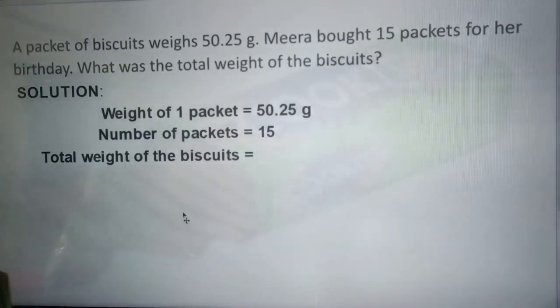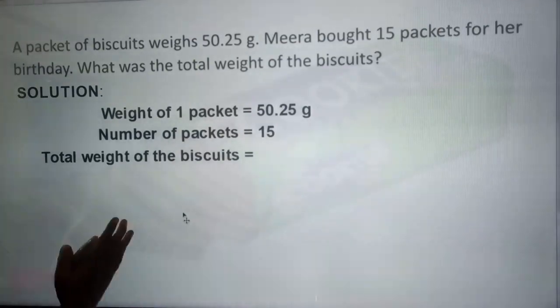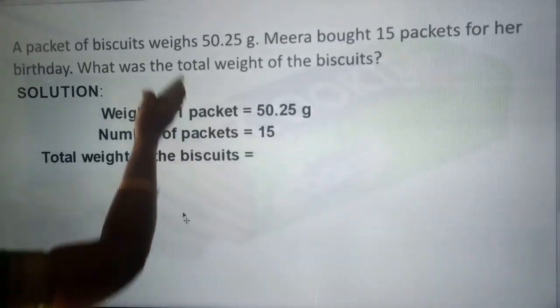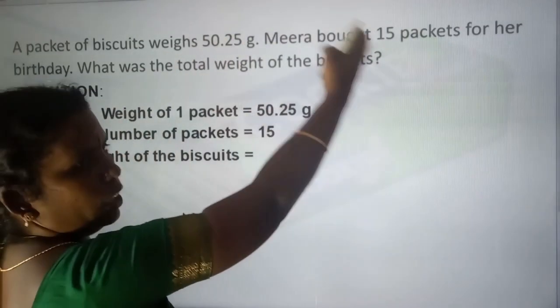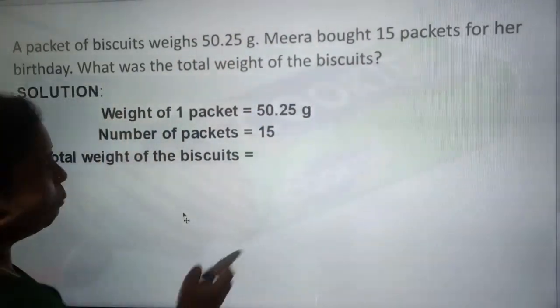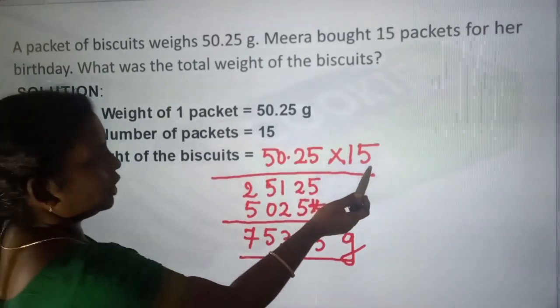Total varangumbodhu neenga confuse aidakudadu. Here you don't want to do the addition. Here we have to do the multiplication because this is in weight, in grams, this is in packets. Where unit la irukku. So we have to multiply these two numbers here. Here, see ma, I have done the multiplication.